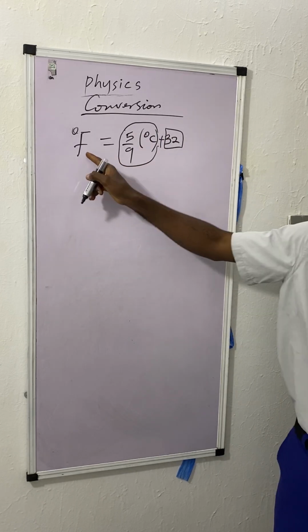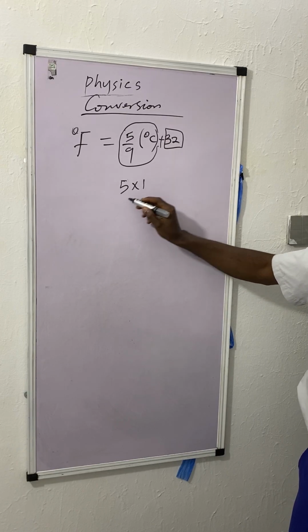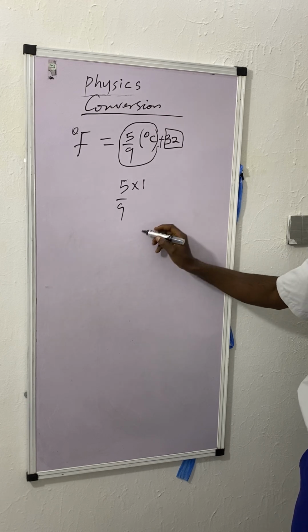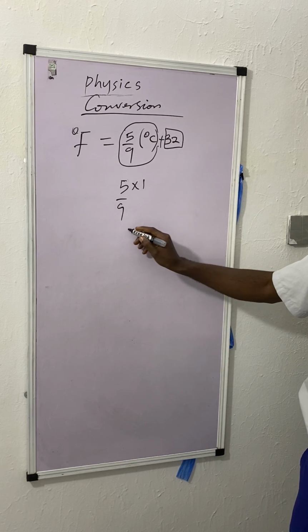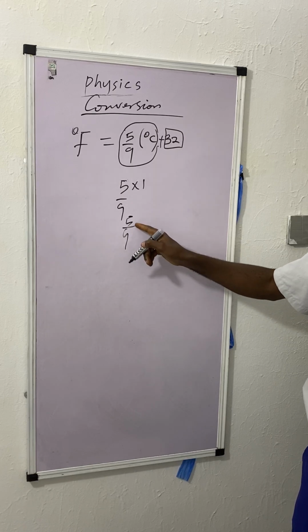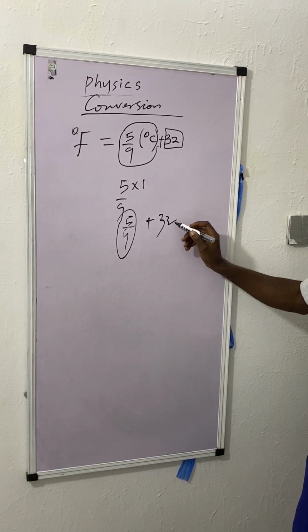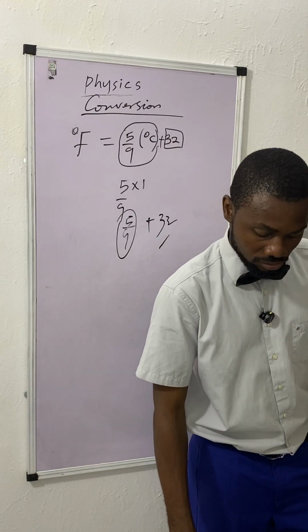So let's say we have 1 as the degree Celsius. It's going to be 5 times 1 over 9. 5 times 1, which is 5, divided by 9 plus 32. What you get here, you add it to 32 to get your answer. As simple as A, B, C, D. So that's how to convert. All right.